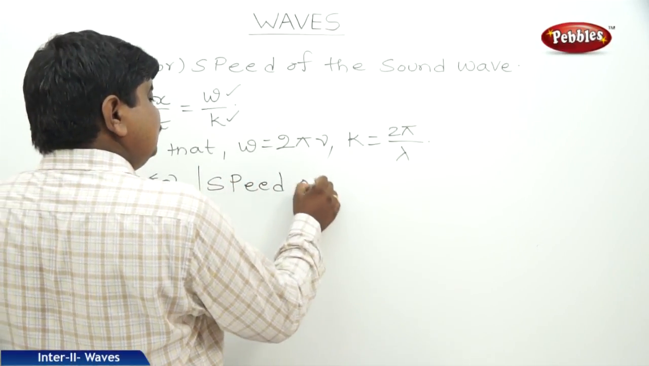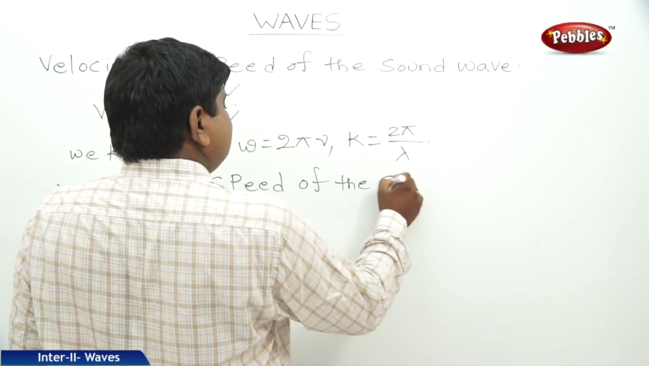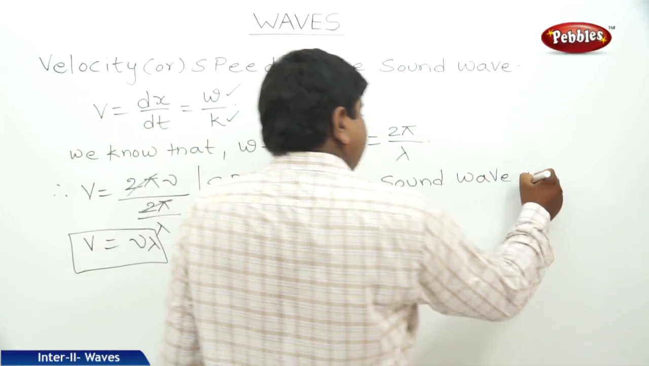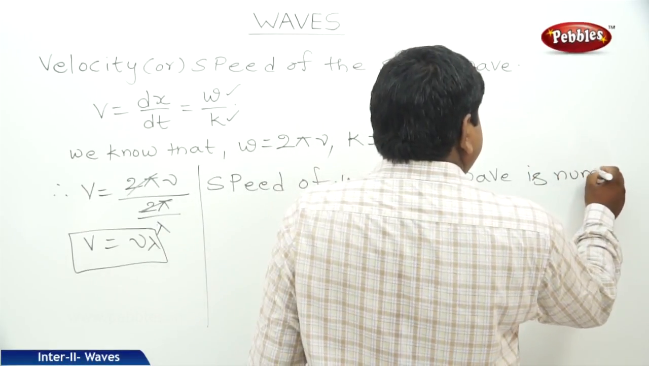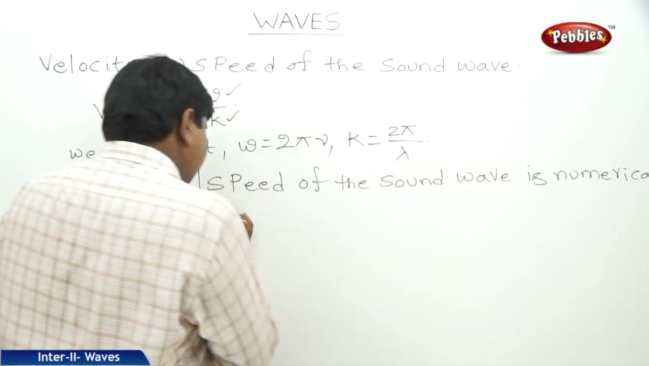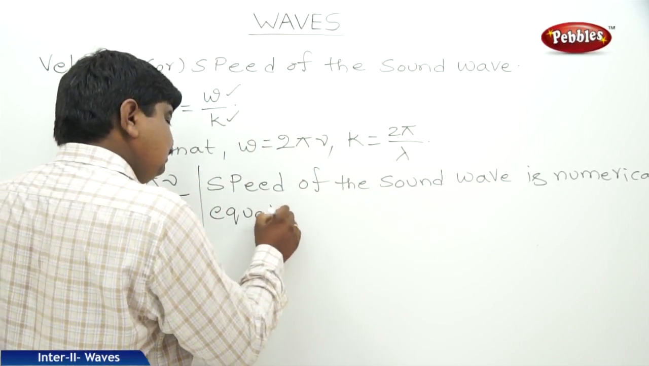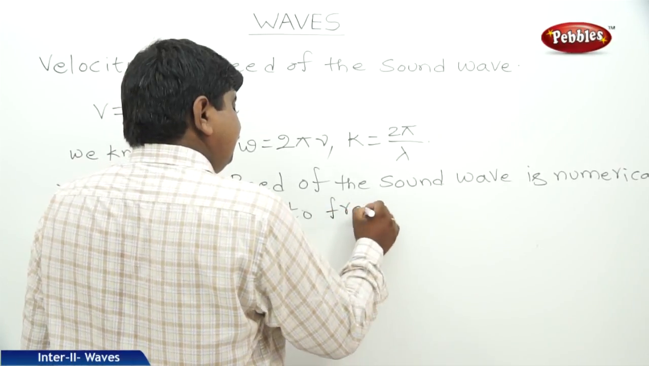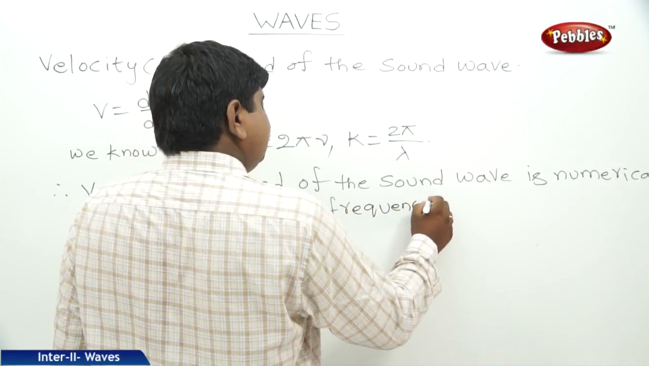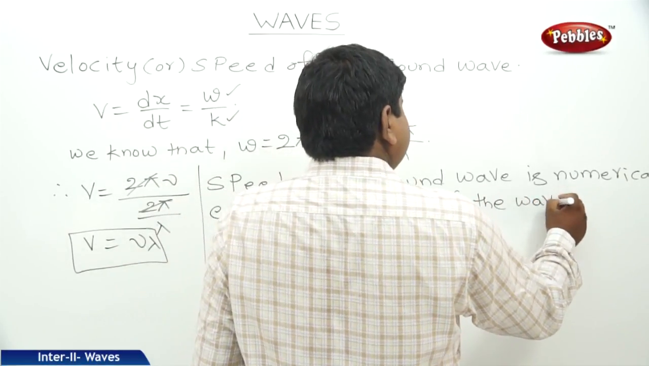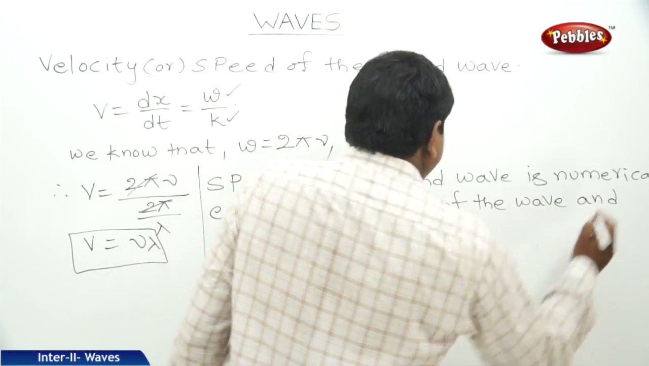Speed of the sound wave is numerically equal to frequency of the wave and wavelength.